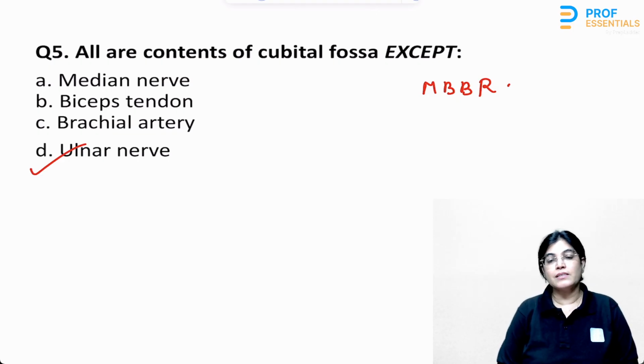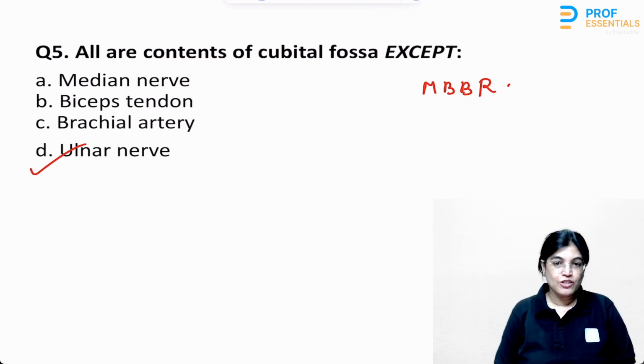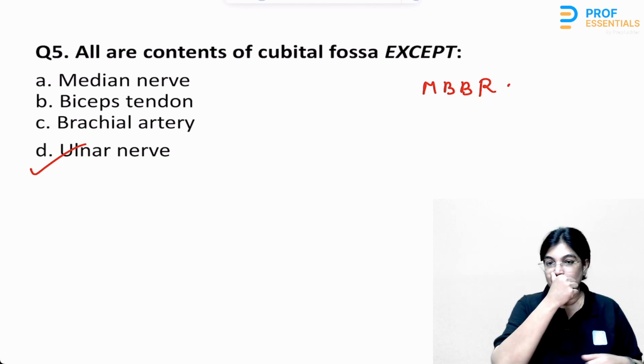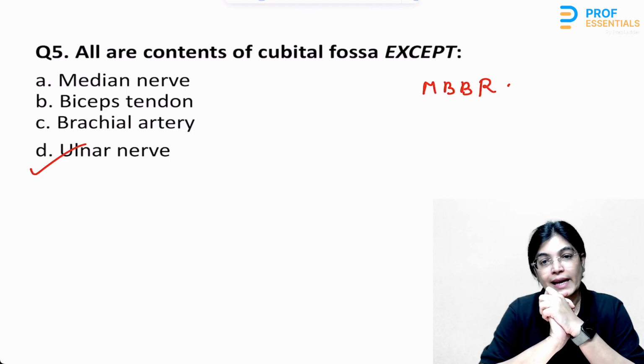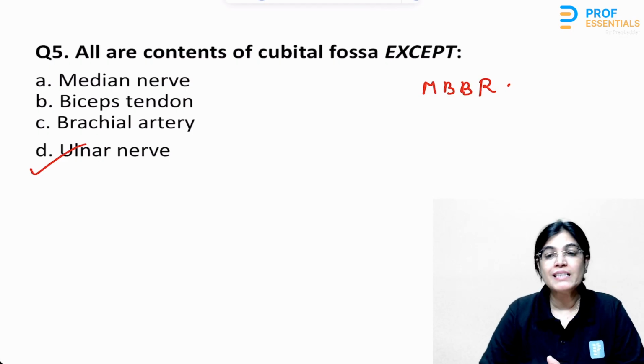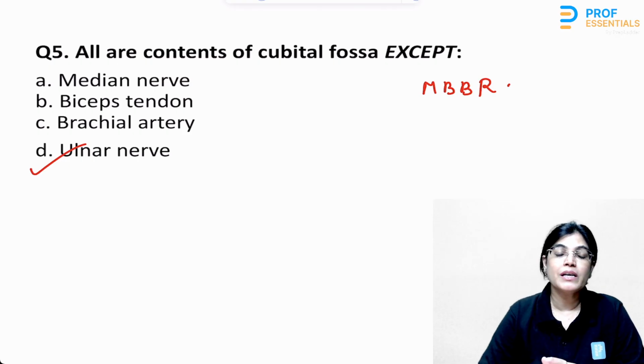And I have discussed the attachment of the biceps brachii muscle and their actions also. Then we have come to the cubital fossa, where I have told you the boundaries. The base is formed by an imaginary line which is connecting the medial and lateral epicondyle of the humerus bone. Laterally, the boundary is formed by the brachioradialis muscle. Medially, we have the pronator teres muscle.